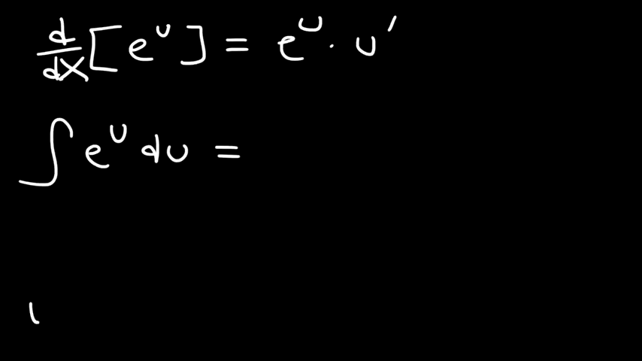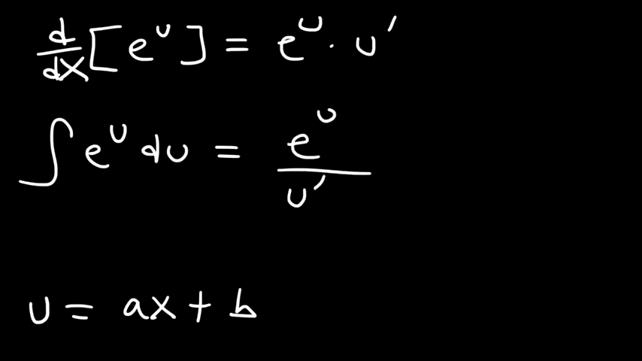Now if u is a linear function, let's say ax plus b, you could use this formula. It's e to the u divided by u prime. If it's a quadratic function or a cubic function, it's not going to work. So let me give you some examples.